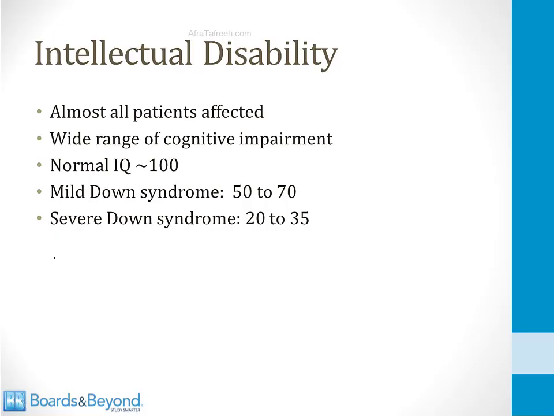Intellectual disability is another hallmark of Down syndrome. Almost all patients are affected, although there's a wide range of cognitive impairment. A normal IQ is 100 or greater. Children with mild Down syndrome can have an IQ of about 50 to 70.